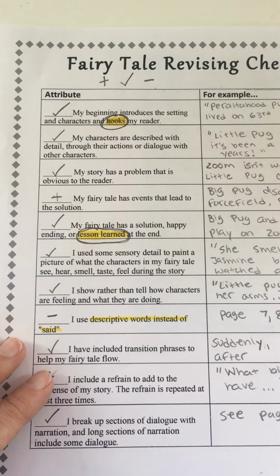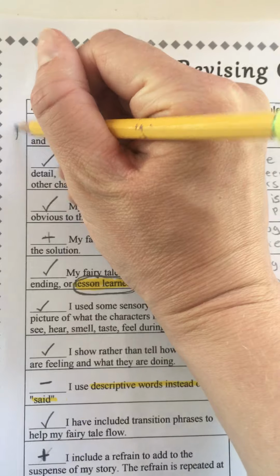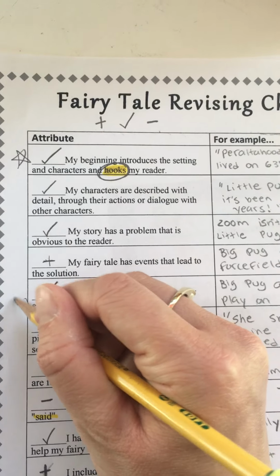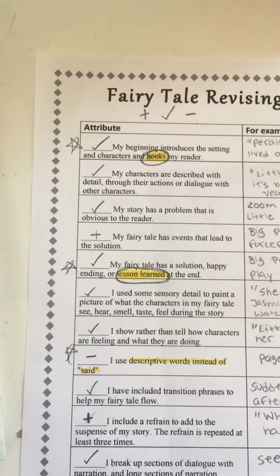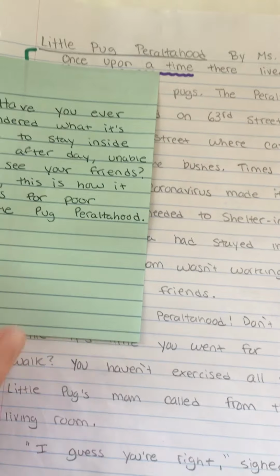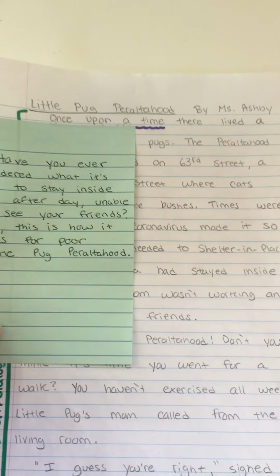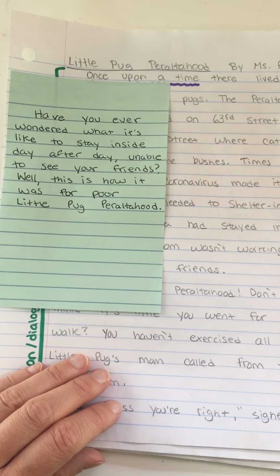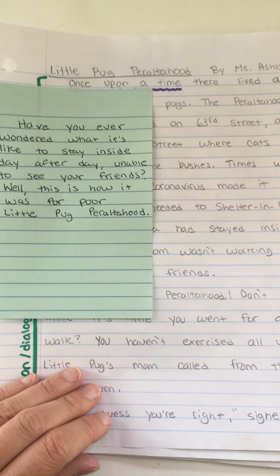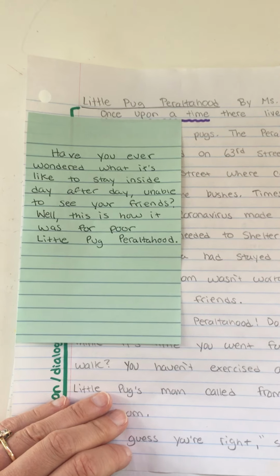After I worked through the checklist and wrote down my examples over here, I went back to my writing and I revised the 3 areas. I'm going to star the 3 areas: 1, 2, 3. So I went back to my writing and I worked on the 3 areas that I had noted on my revising checklist. I want to hook my reader, I want to have a lesson learned at the end, and I want to use descriptive words instead of said, particularly on page 7 and 8.